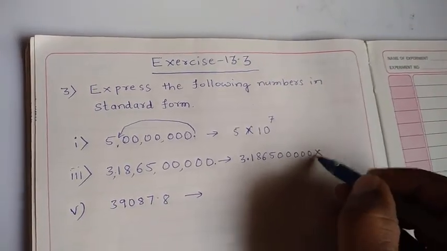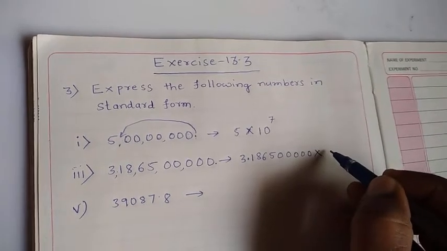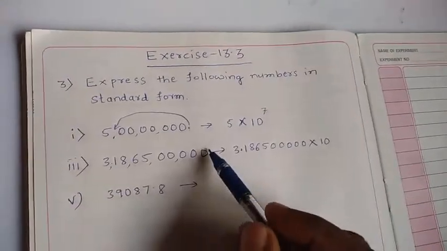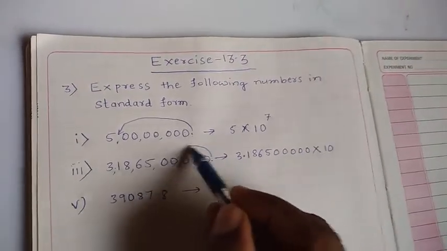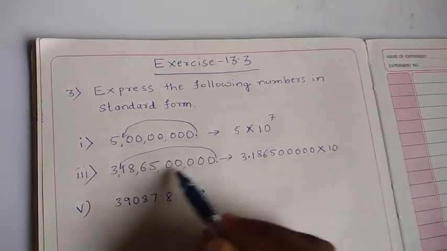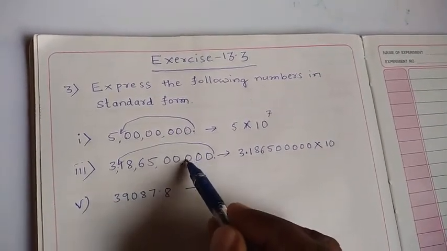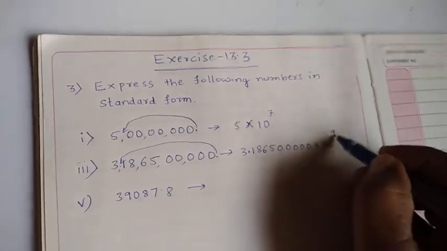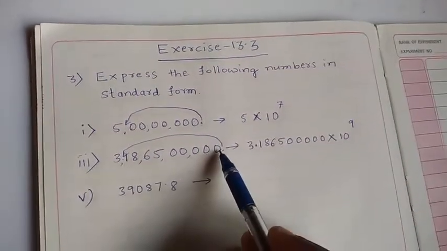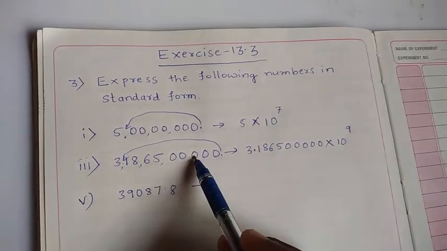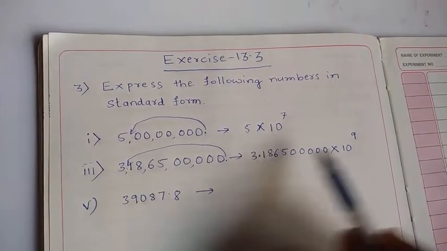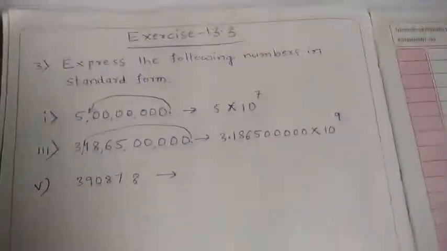After that, the second step: write 10. Now, how many digits did you move the point? From here to here. Count all these: 1 2 3 4 5 6 7 8 9. Let me count one more time: 1 2 3 4 5 6 7 8 9. So you have to write 9 here.